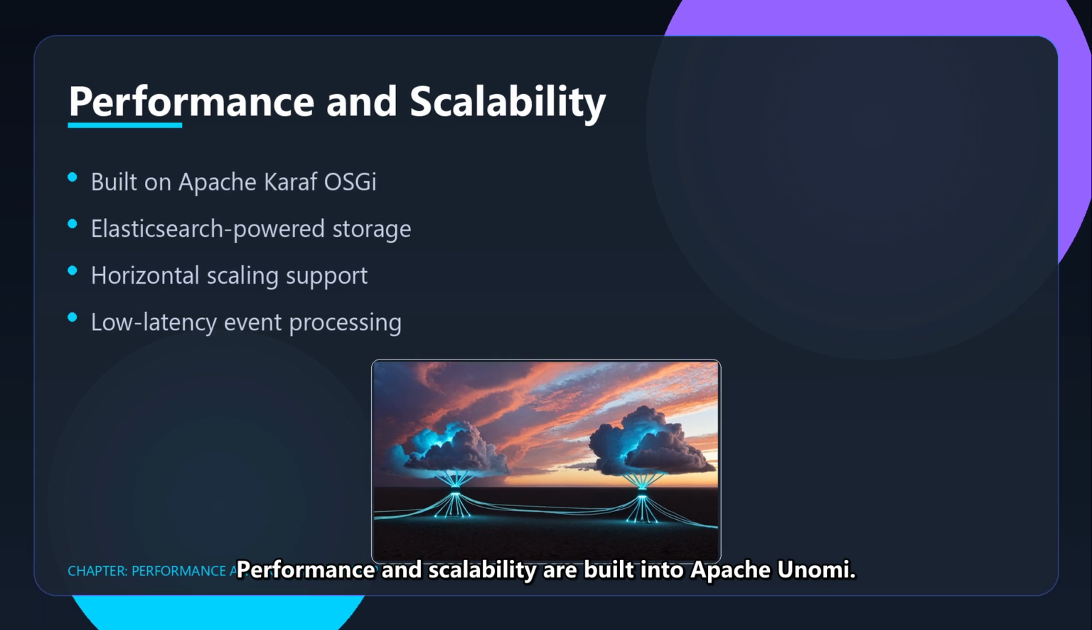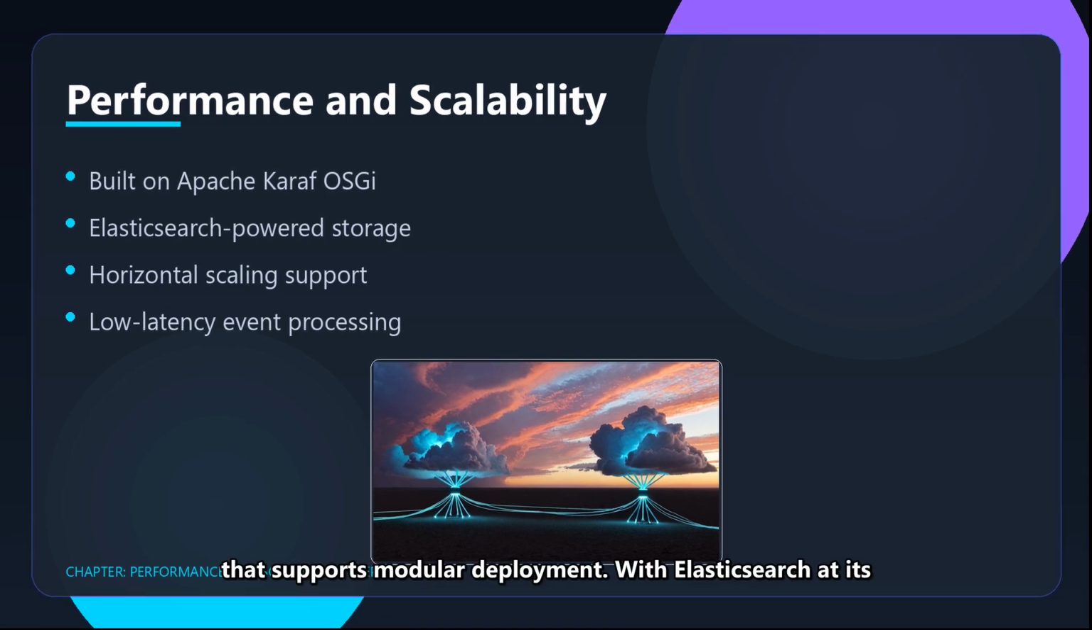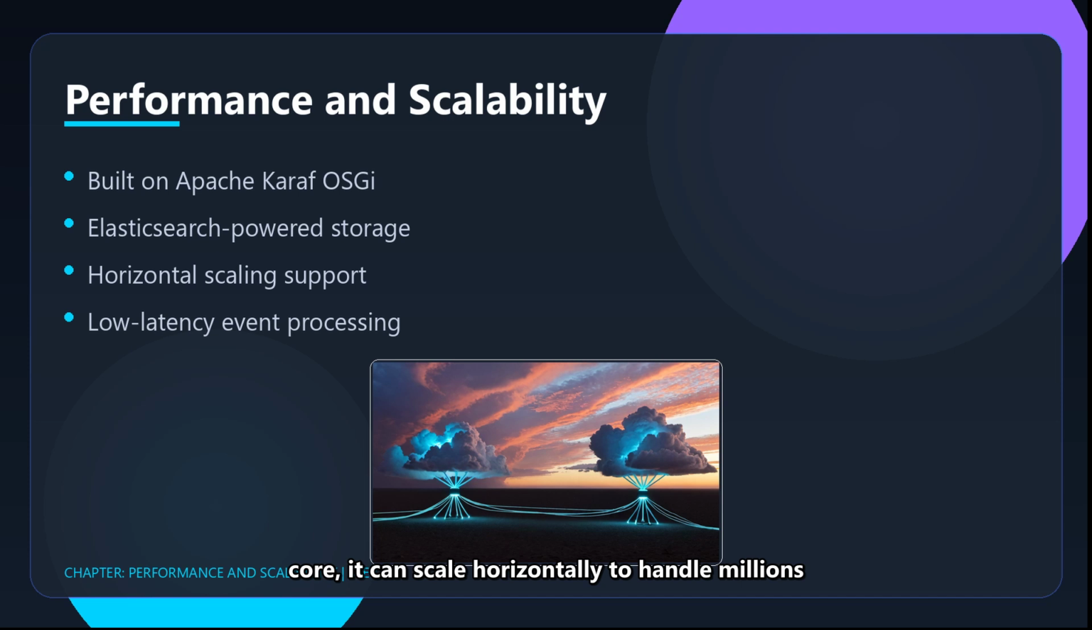Performance and scalability are built into Apache Unomi. It runs on Apache Karaf, an OSGi container that supports modular deployment. With Elasticsearch at its core, it can scale horizontally to handle millions of events per second with low latency.